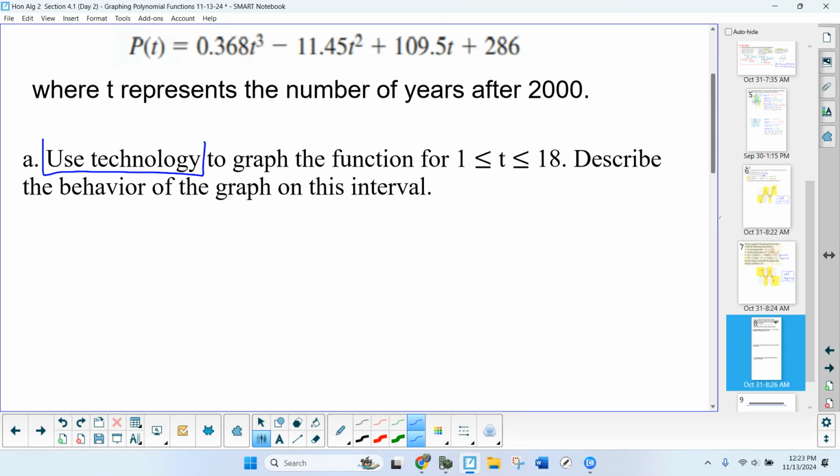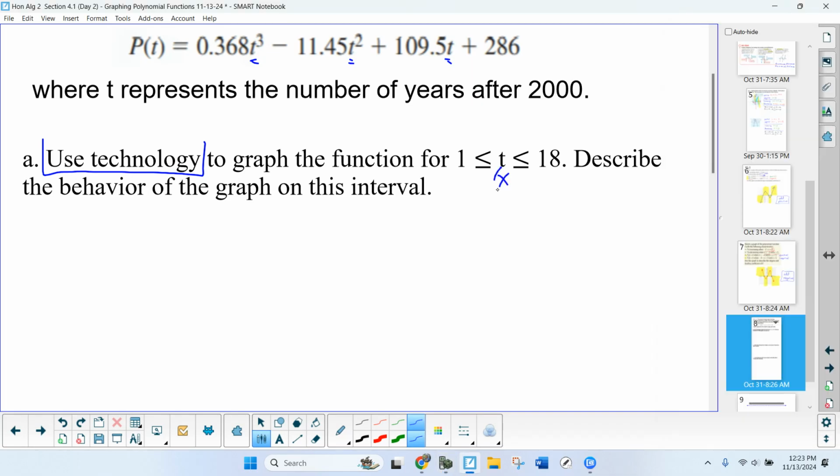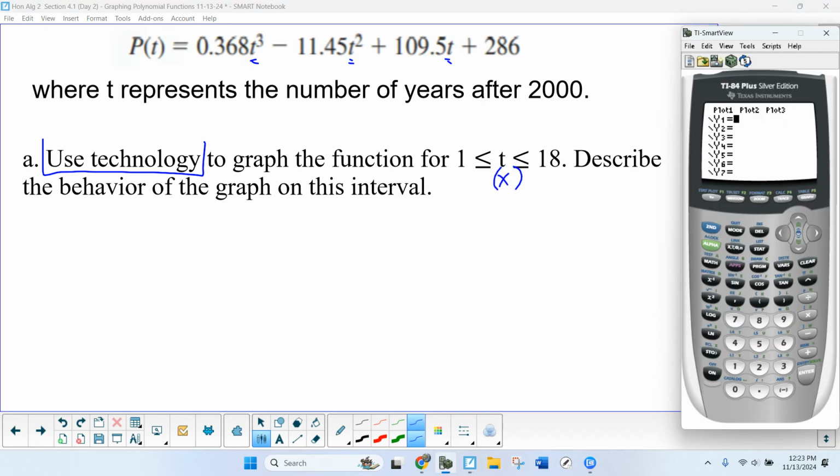Use your graphing calculator to graph the function when t is between 1 and 18. Now, guys, t is the same thing as what? What are we going to use when we put this function into our calculator? We're not going to use t. We're going to use x. So really they're saying when x is between 1 and 18. So let's go ahead and put this function in.